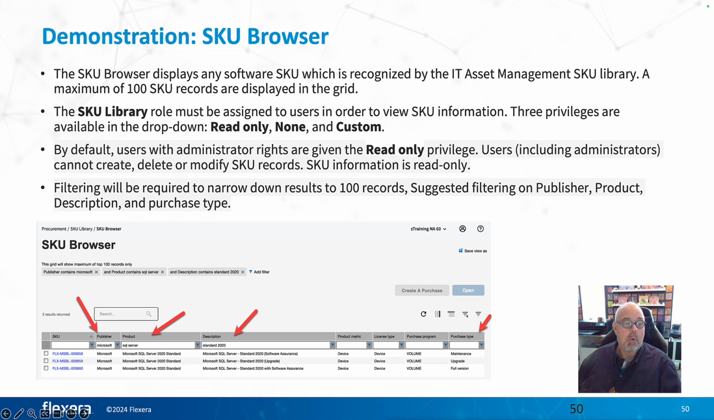Filtering will be required to narrow down the results to 100 records. Suggested filtering on publisher, product, description, and purchase type usually will get you to an answer set smaller than 100 records. Let's look at this in Flexera One.